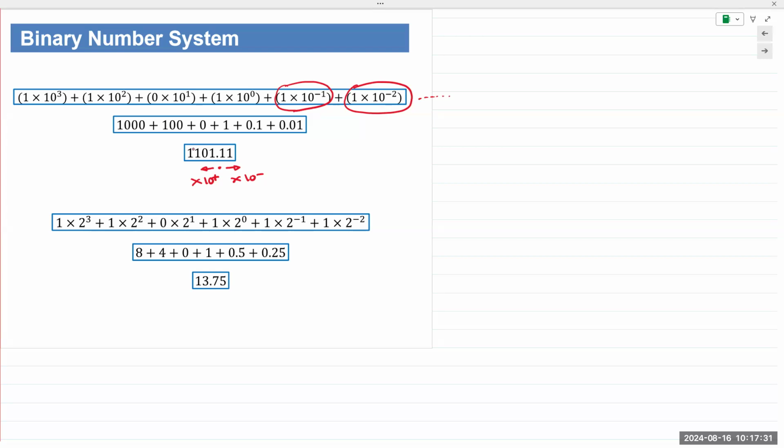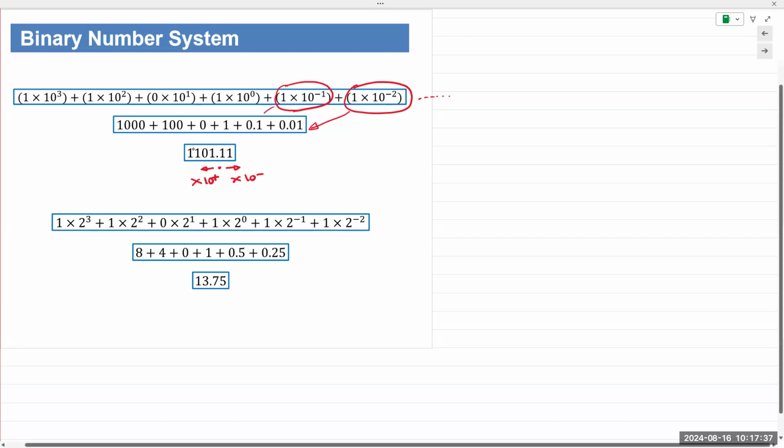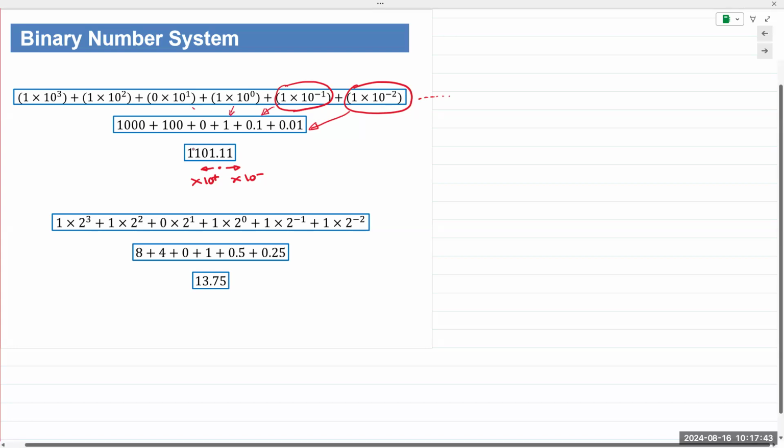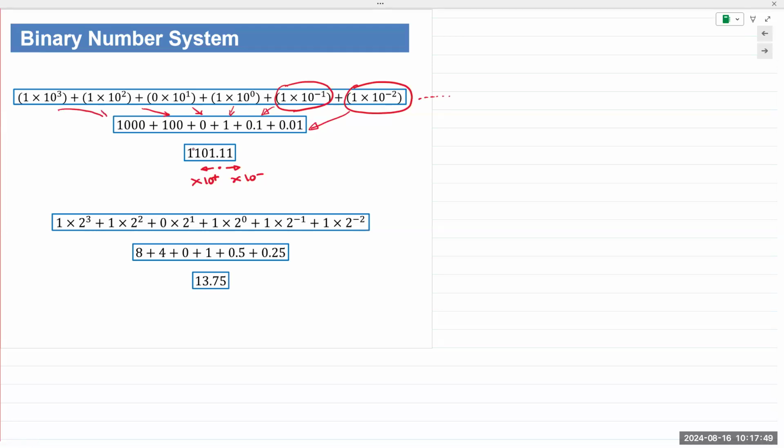And that gives us 0.01 to the far right, 0.1 right after the decimal point. Here you have 1, 10, 100, and 1000. That's the typical way we create numbers in the decimal system as well as the binary system.